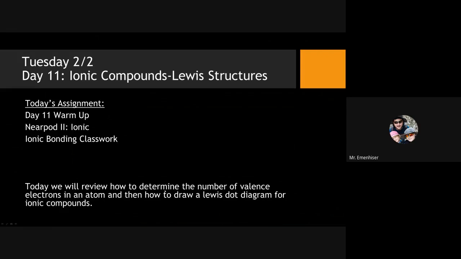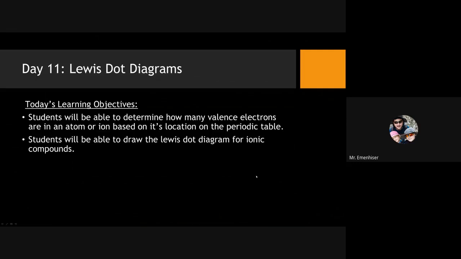So today we're going to review how to determine the number of valence electrons in an atom, and then how to draw a Lewis dot diagram for ionic compounds. Okay. Learning objectives. Students will be able to determine how many valence electrons are in an atom or ion based on its location on the periodic table. We're going to review that. We've been talking about that. And then students will be able to draw the Lewis dot diagram for ionic compounds. And these aren't too bad. A lot of the same stuff that we've been talking about is going to be used, and then we're just going to draw a picture of it.